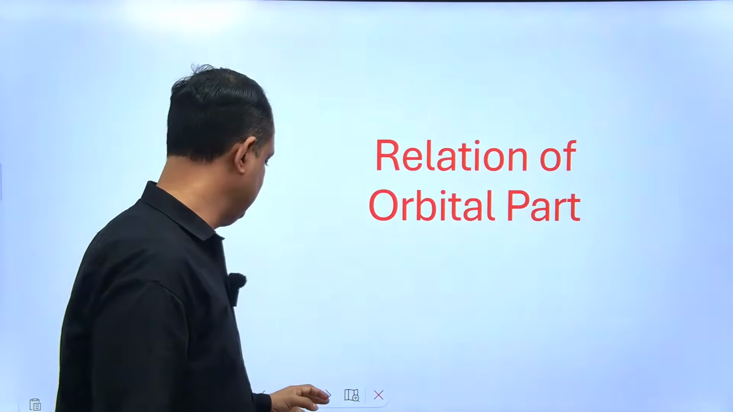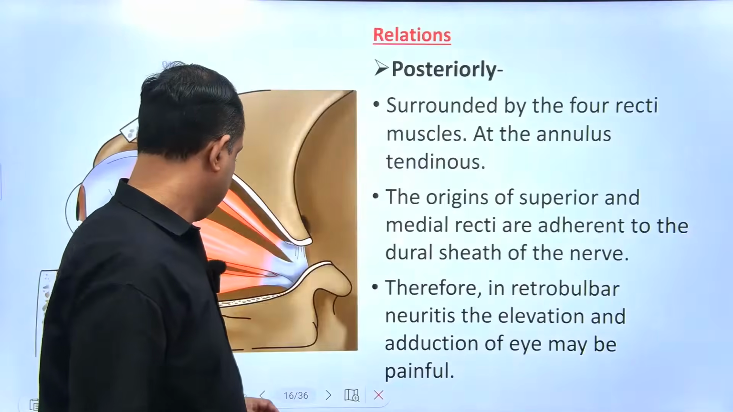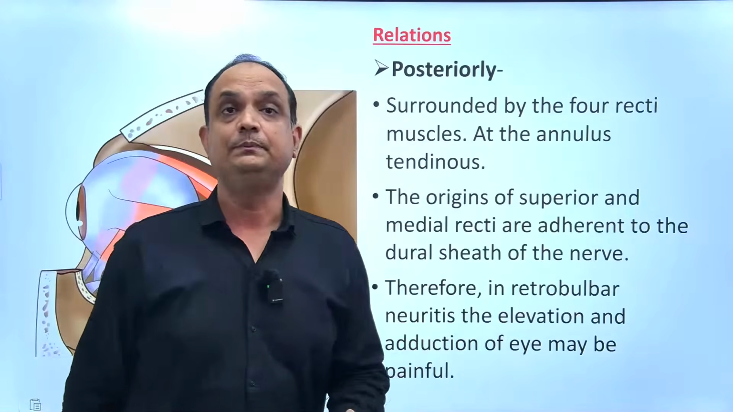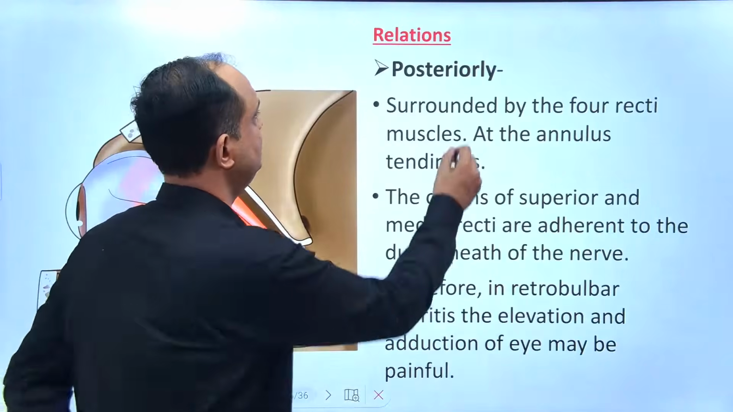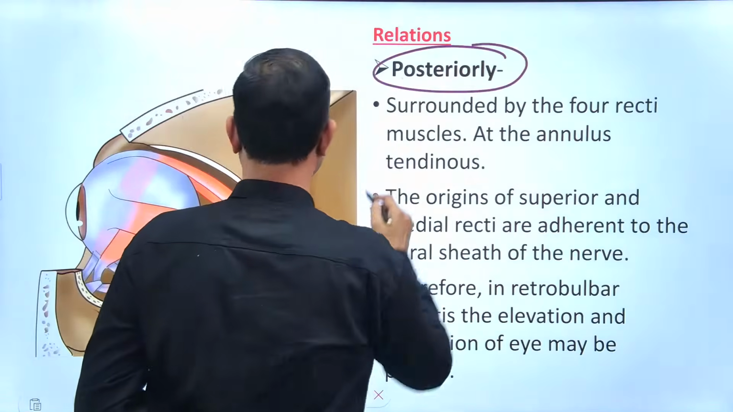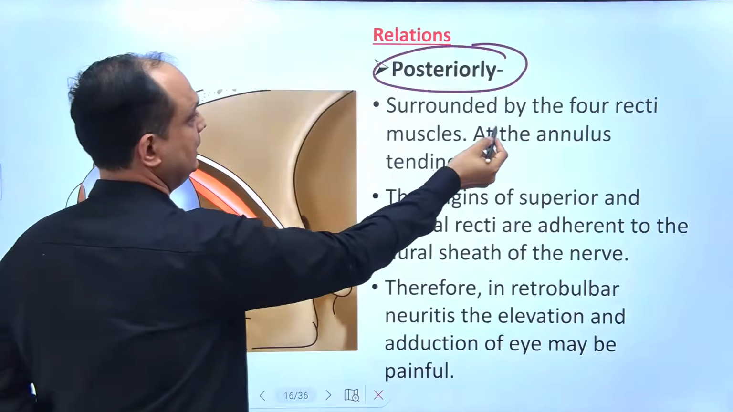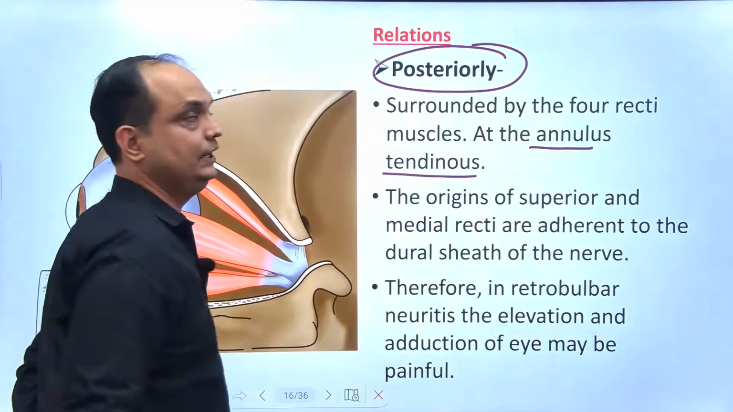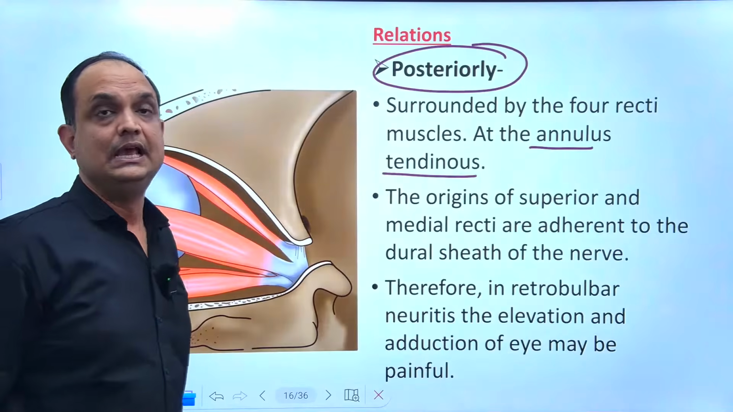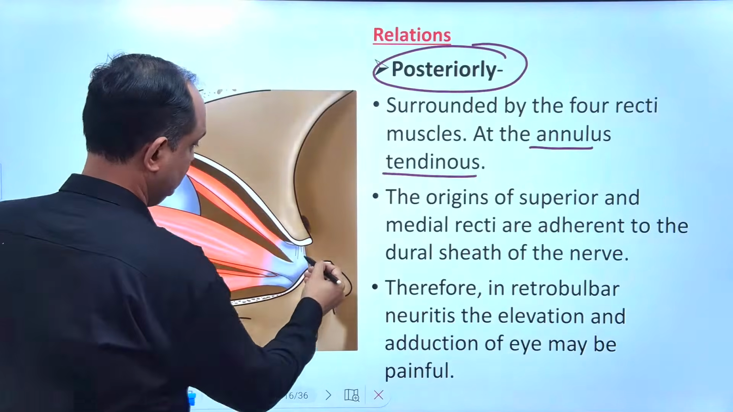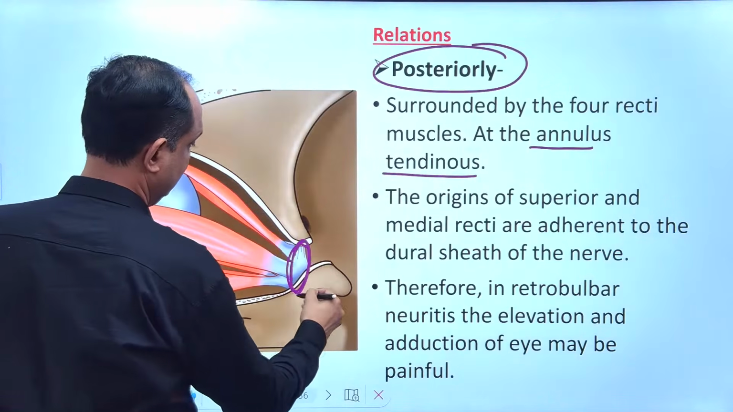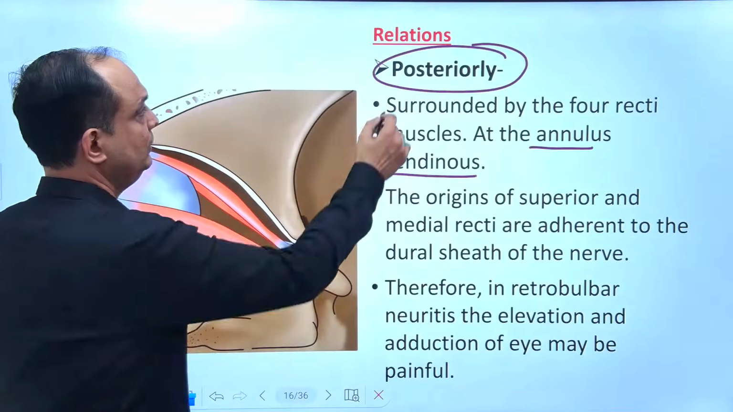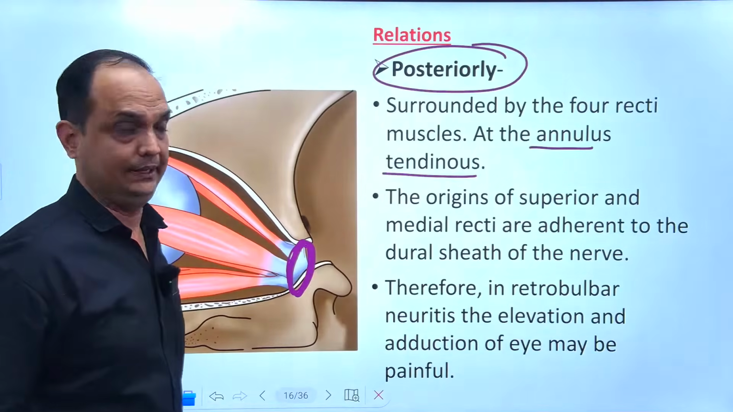Now, what are the relations? First we will see the relation of the orbital part. We start with the posterior relation. Posteriorly, you know, there are all the 4 recti which arise from the tendinous ring of Zinn, known as the annulus, and it is present near the apex. So this is the apex. Here near the apex of the orbit, you will have the annular ring, so all around it is surrounded by the ring.